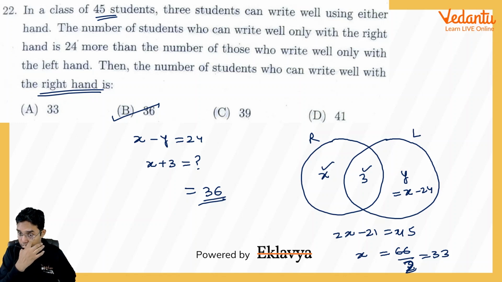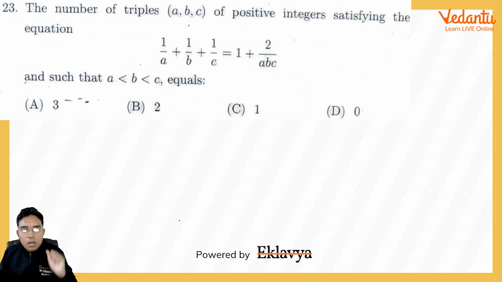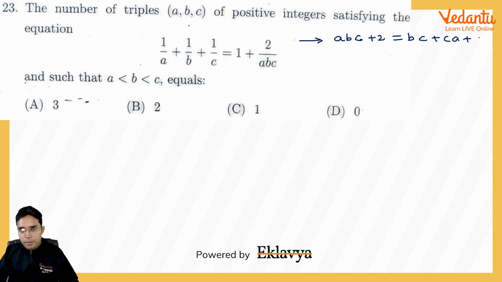I think this question was easy based on simple set theory. Now coming to question number 23, which says number of triples ABC of positive integers satisfying the equation and such that a less than b less than c. Okay, now to do this question, first I will be multiplying both sides by abc and writing this right hand side first. My left hand side will be bc plus ca plus ab.